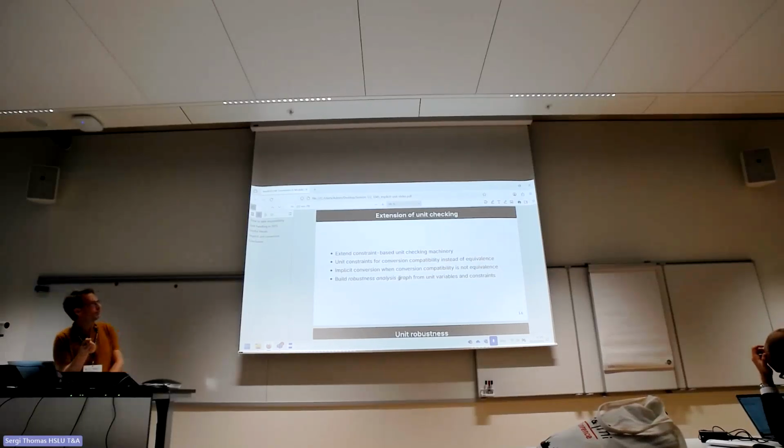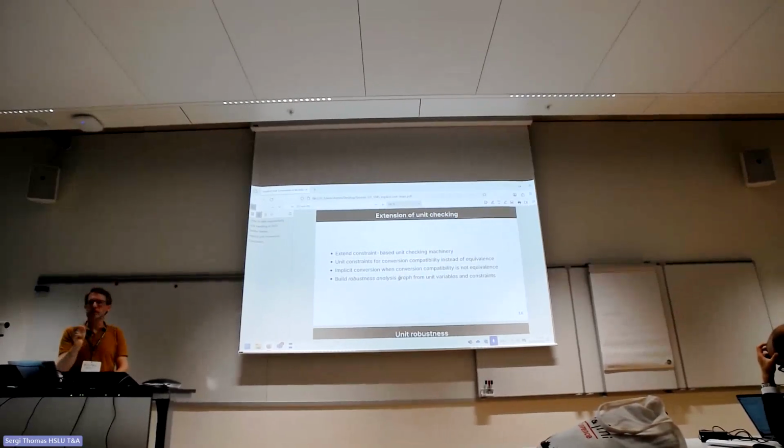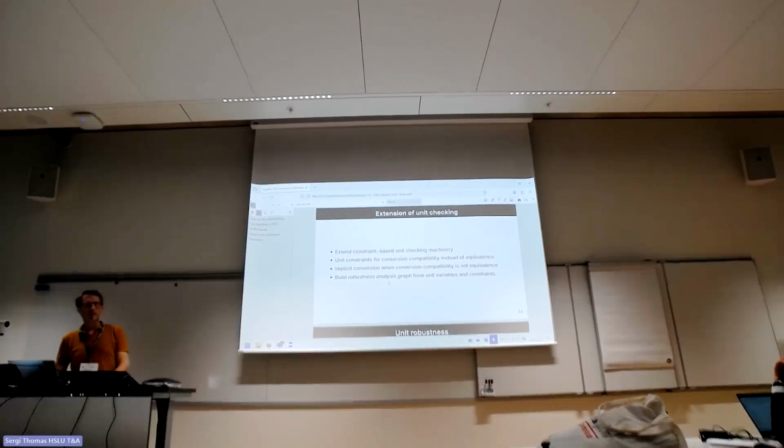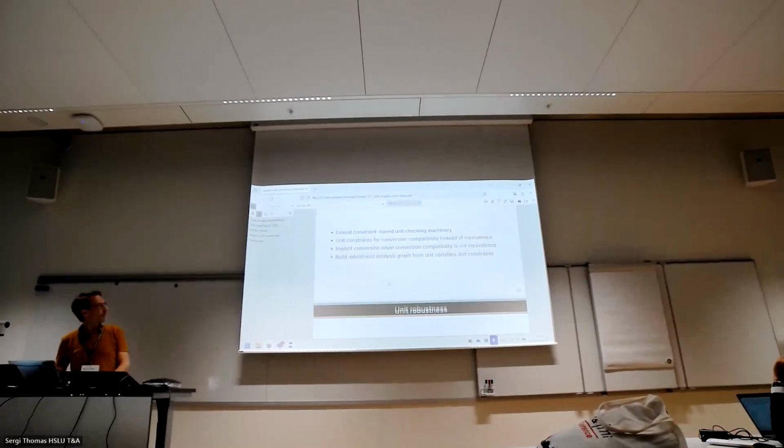free of inconsistencies according to the current proposal with Hindley-Milner, it means that we will have unit equivalence everywhere. So we will never introduce implicit unit conversion in any of the currently considered valid models. Then we build a robustness analysis graph for figuring out whether there was a problem with an implicit conversions in the end.